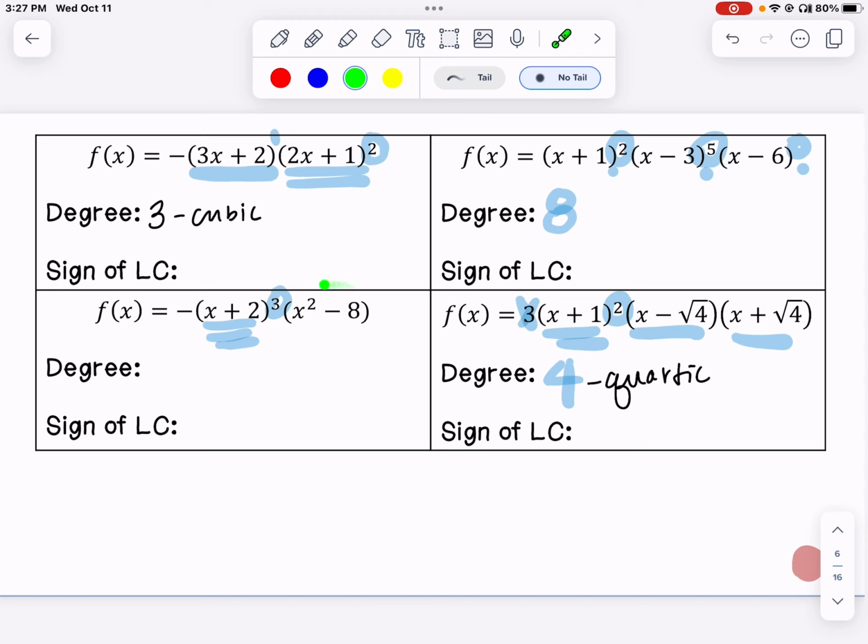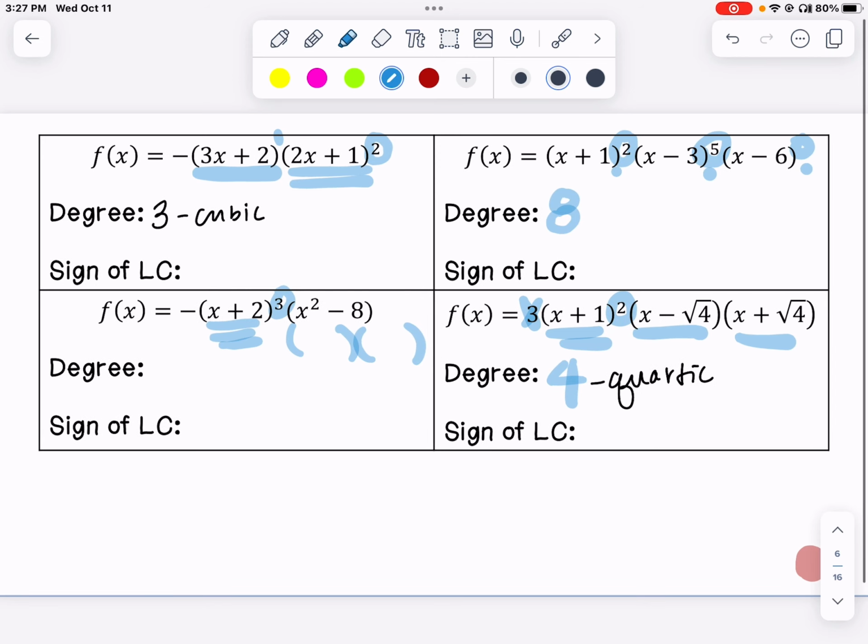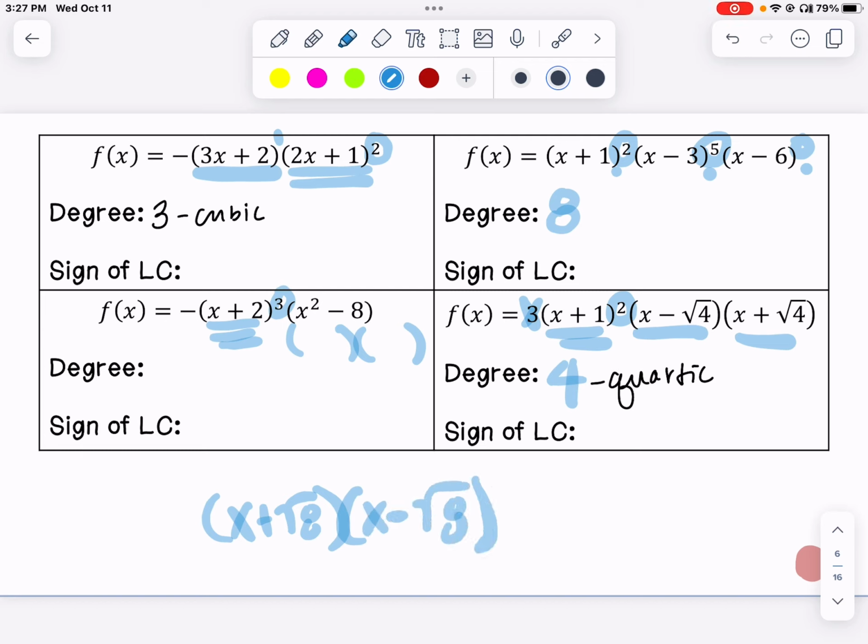I need to use my prior knowledge that says, hey, anything that is x squared actually factors down further. And because it's squared, it actually factors down into two linear factors. I know that to be x plus the square root of 8 and x minus the square root of 8. If you're not sure how I got that, you can watch the next video on factoring. But that gives me 1, 2, 3, 4, 5. This has a degree of 5.